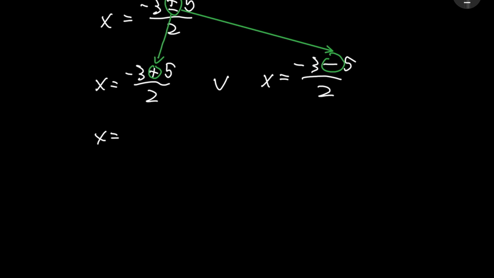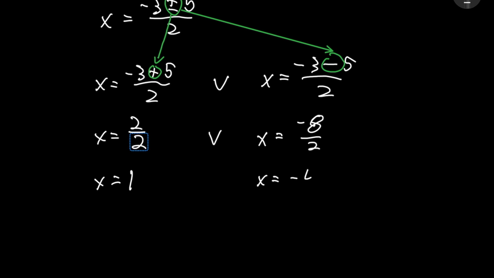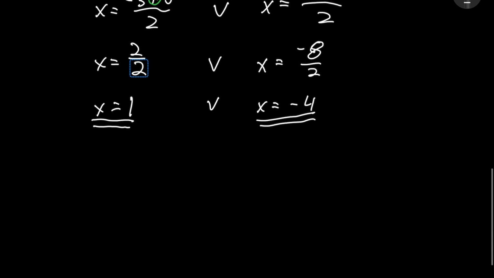Okay, so now just calculate on both sides. x equals minus 3 plus 5, which is the same as 2 over 2. And 2 divided by 2 is equal to 1. Or x equals minus 3 minus 5, which is the same as minus 8 divided by 2. Minus 8 divided by 2 is minus 4. So now we have our two answers. x equals 1 or x equals minus 4. And that's our answer. Now, this V symbol just means the same as the word or. So we have two answers.